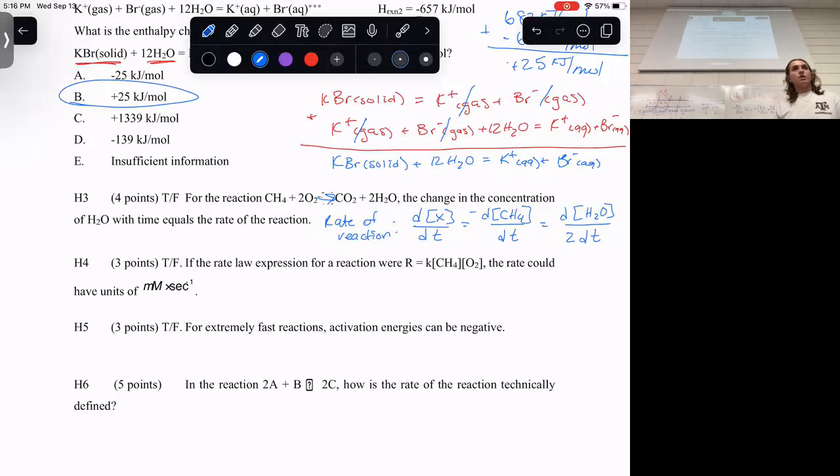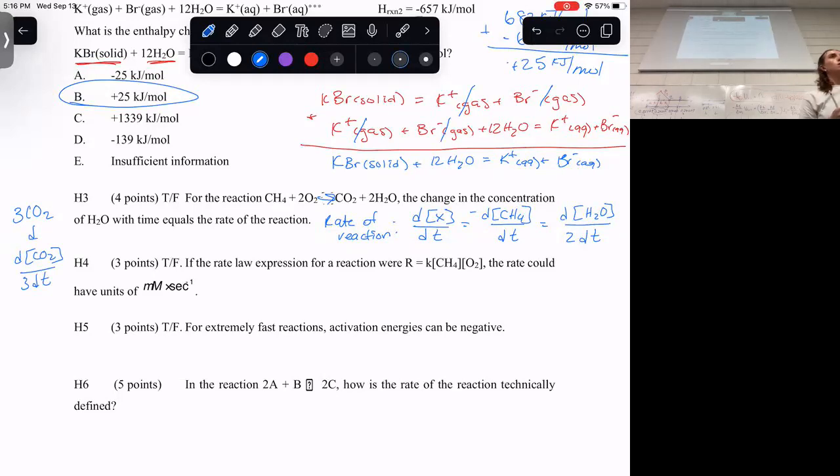Your rate of reaction will always have a 1 coefficient. So if there was a 3, if it was 3 CO2, it would be d[CO2] over 3 dt. You're just going to take the reciprocal of whatever the coefficient is in front.